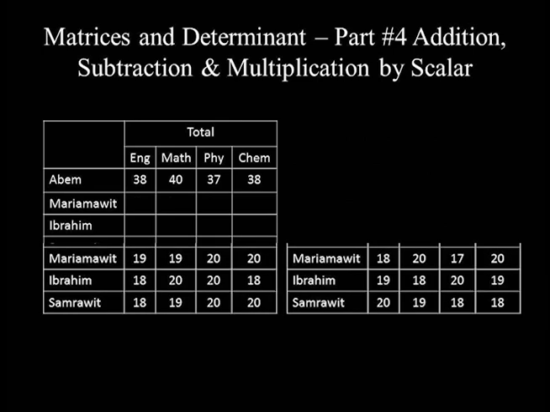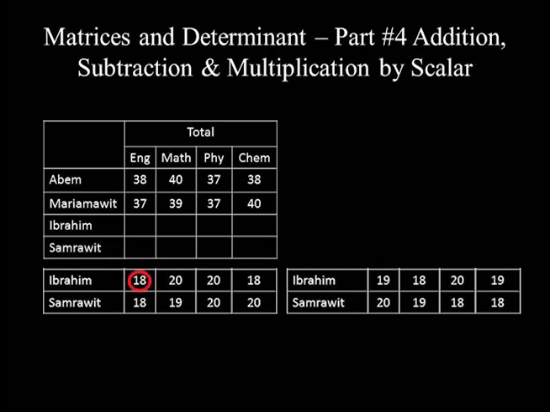When we come to row 2, that's Mariamawit's score, 19 plus 18 equal to 37, 19 plus 20 equal to 39, 20 plus 17 equal to 37, and 20 plus 20 equal to 40. Ibrahim's score, 18 plus 19 equal to 37, 20 plus 18 equal to 38, 20 plus 20 equal to 40, 18 plus 19 equal to 37. Samrawit's score, 18 plus 20 equal to 38, 19 plus 19 equal to 38, 20 plus 18 equal to 38, and 20 plus 18 equal to 38 again.